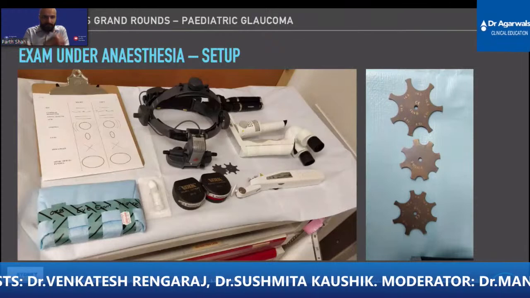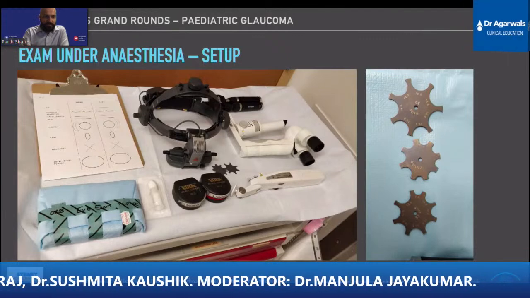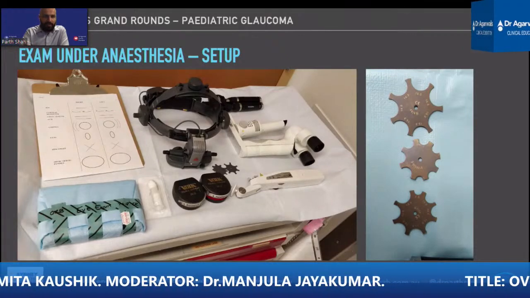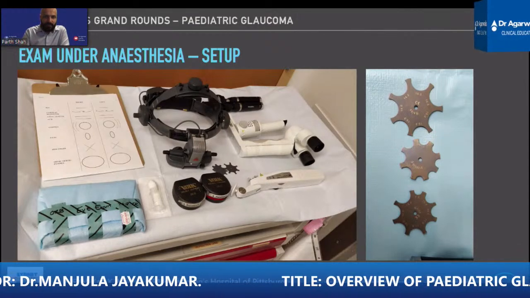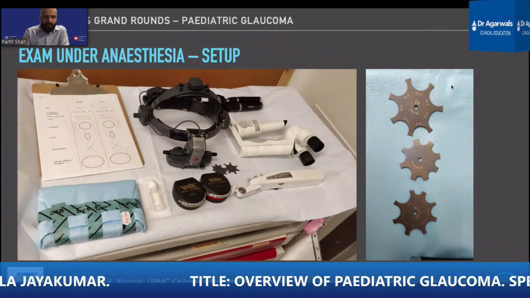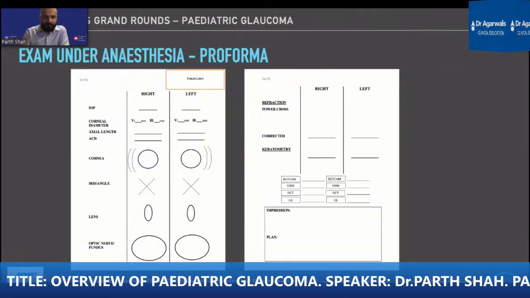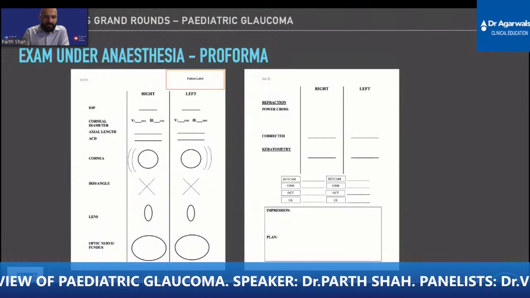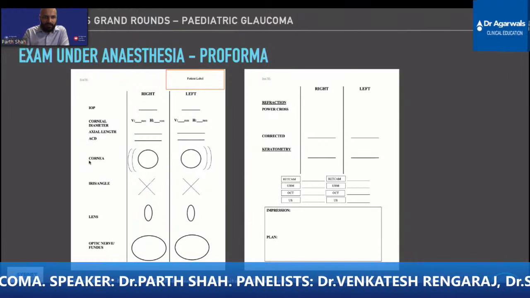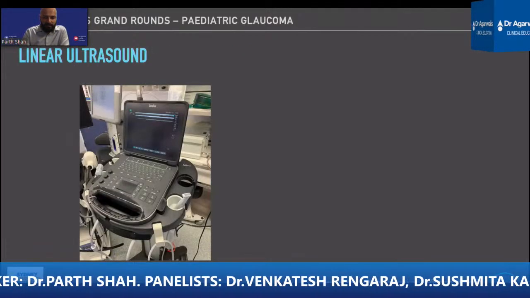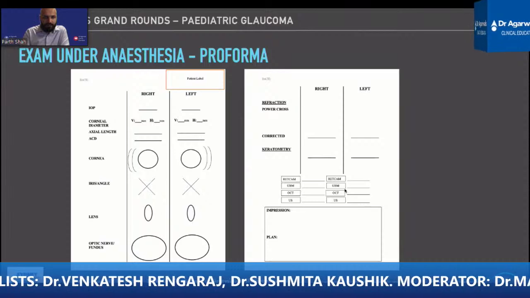So this is a setup that I have, a picture from my time with Professor Nischal in the US, for doing an EUA. We have these special calipers to measure horizontal corneal diameter, and these are not affected by autoclaving. And this is the sheet that we use to record all the information: corneal diameter, axial length, anterior chamber depth, cornea appearance, as well as the refraction, keratometry, and any other measurements that we've taken.